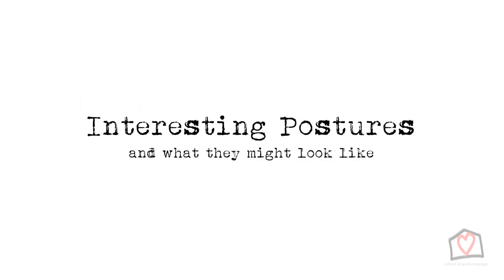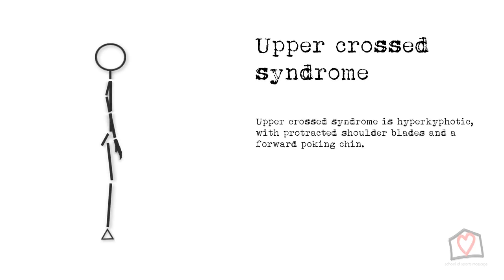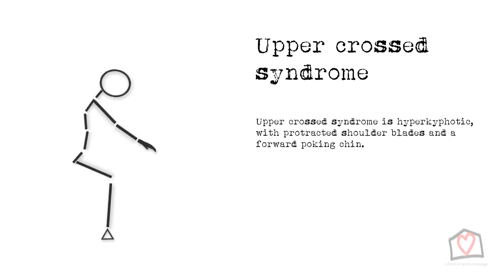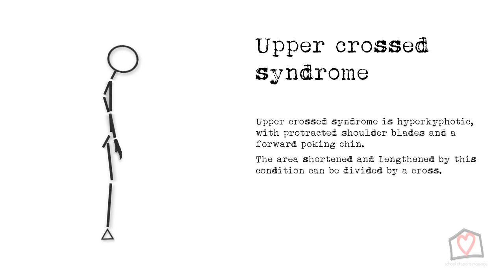We're going to run through a few common postural deviations and what they might look like, starting with upper cross syndrome. This is a hyperkyphotic position of the spine with protracted shoulder blades and a forward poking chin, a common desk-based posture. This may also be part of a posture of someone that's suffering with stress or depression. So the client will be slumped with rounded shoulders and with what I describe as a gooseneck. The shortened and lengthened areas by this condition can be divided by a cross, hence the name.